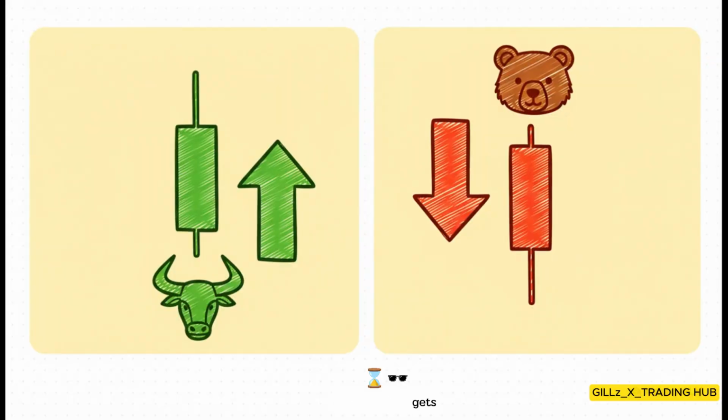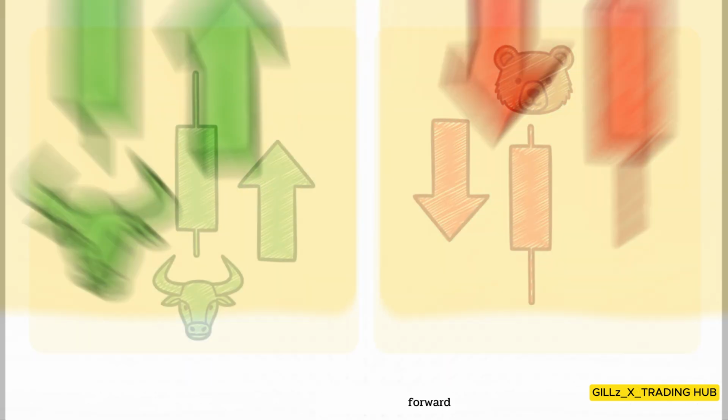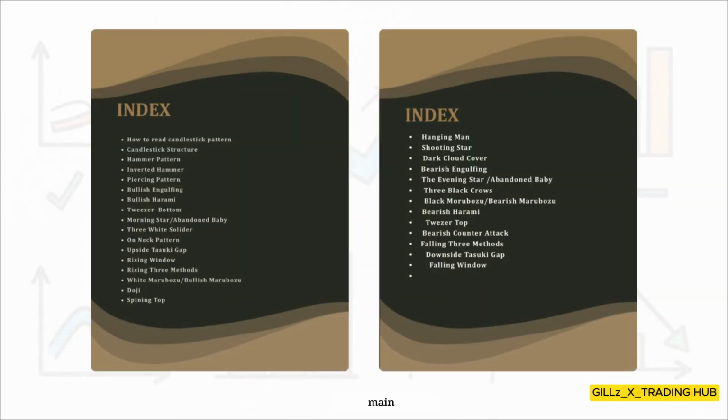Now, here's where it gets really simple and kind of cool. If the candle is green, or sometimes you'll see it as white, it's bullish. That means the buyers won. They pushed the price up and it closed higher than where it opened. On the flip side, if it's red or black, it's bearish. The sellers took control and they forced the price to close lower than it opened. Buyers won or sellers won. It's really that straightforward.